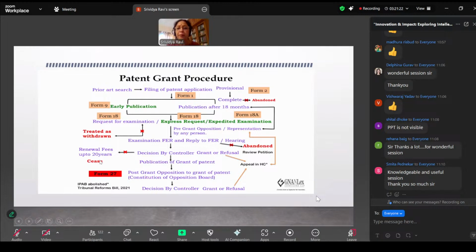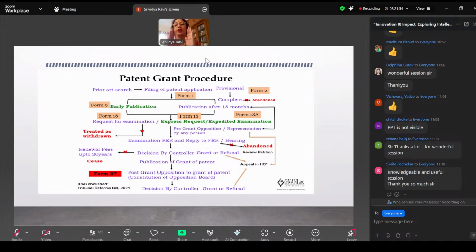And if your patent is granted and you're paying the fee and you're commercializing it, then it is your duty to file what is called Form 27. We'll look at what is Form 27 a little later. It basically is a statement which says you are commercially using your patent. Now, again, here I've shown several forms: 1, 2, 18, 18A, 9, and Form 27. We'll look at all of these in detail in some time. So, this is with regard to the patent grant procedure.